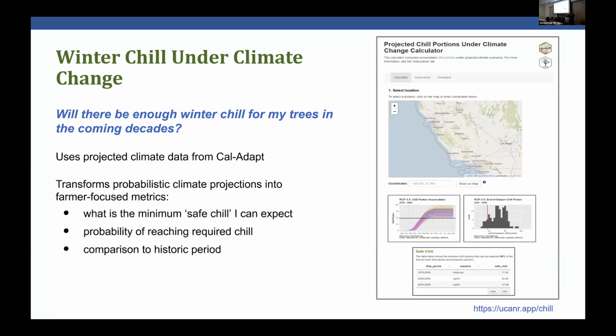This one is also similar, but it's using climate data, right? So this is one that will tell somebody in the coming decades, because when you plant an orchard, it could be productive for 20, 30 years, is there going to be enough, are the winters going to be cool enough to have a synchronized bloom and harvest? And then this one has a number of graphs and summaries that are more actionable for someone who's planning their orchard future.